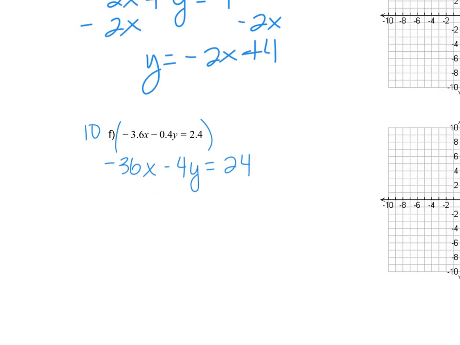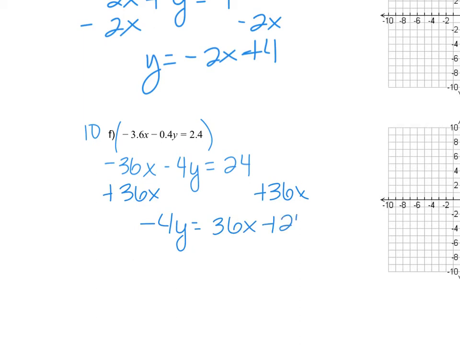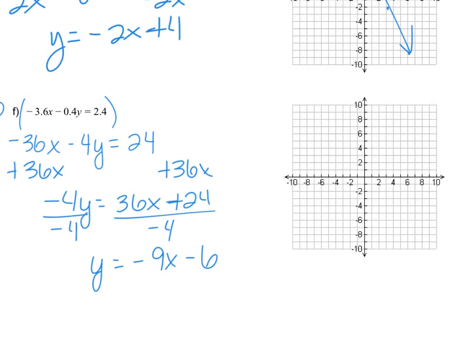Now let's go ahead and convert it to slope-intercept form. I'm going to add 36x to both sides. So that'll be negative 4y equals 36x plus 24. Divide everything by negative 4. Pay attention to your negatives. So y will be equal to negative 9x minus 6. Now you're ready to graph.